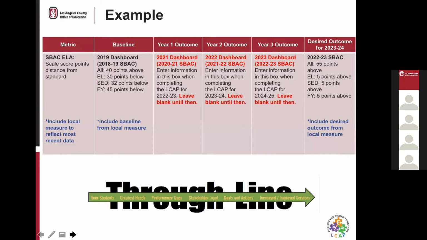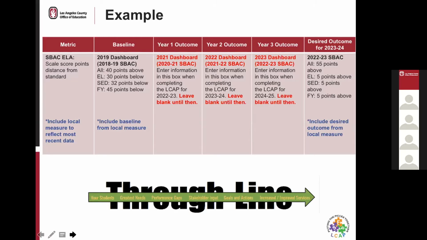So here we see an example of a completed metric, baseline, and desired outcome. In the example, the metric included is for the SBAC ELA. For this metric, the most recent data available is from the 2018-19 SBAC. You can also see the notation in blue that LEAs must also include a local measure to reflect the most recent data, because the 2018-19 data would not be the most recent data to measure progress in this area. For metrics not available from 2020, we recommend still including the most recent data as a placeholder in addition to your local measure, as is the case with this example. That's because at some point the data will become available and will need to be included.